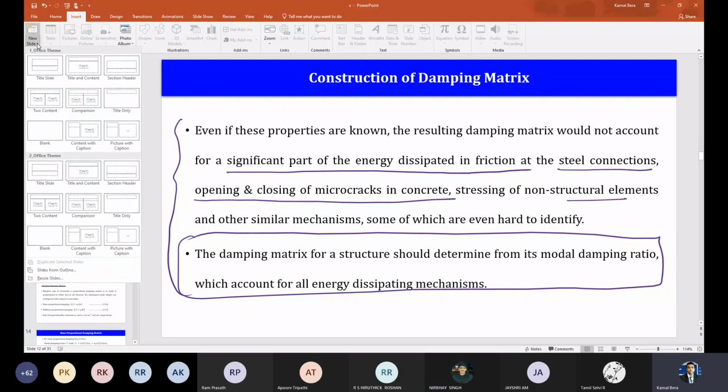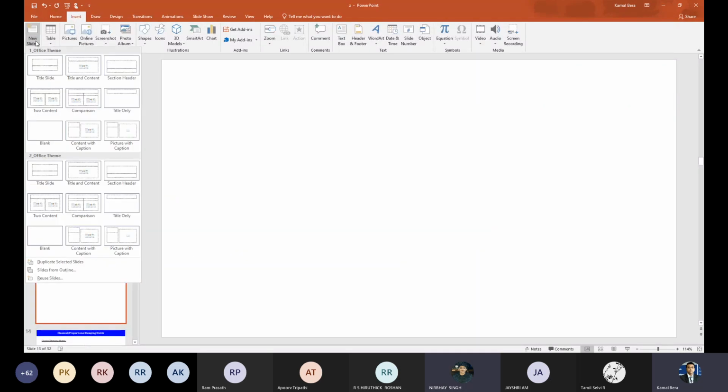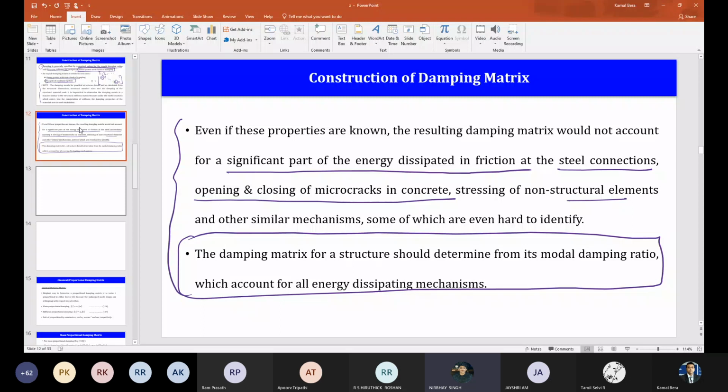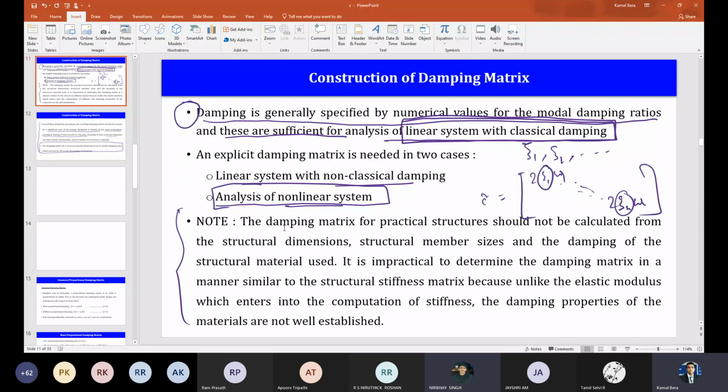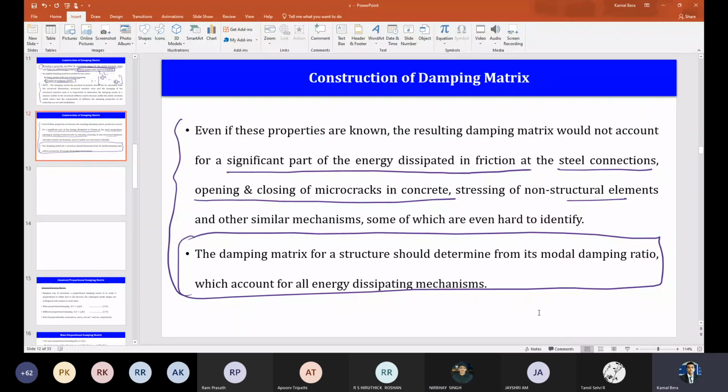Sir, in the first point, it says that the damping matrix does not contribute for the significant energy mechanisms in the structure. Where is it written, damping matrix? Next page. Yes, in the first point, the resulting damping matrix would not account for a significant part.